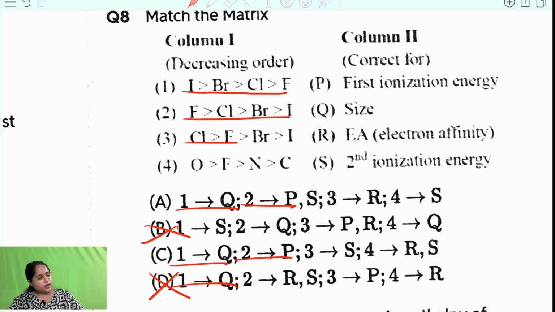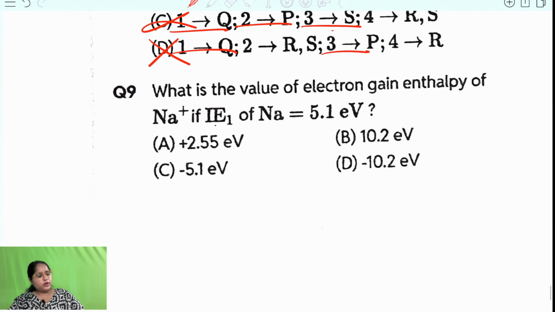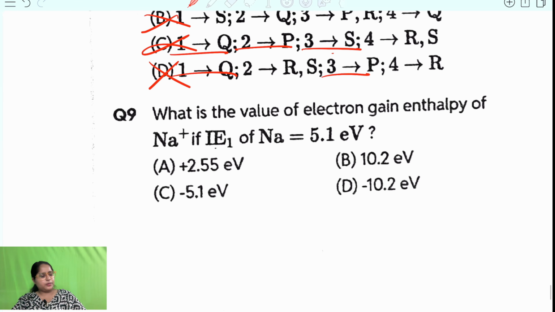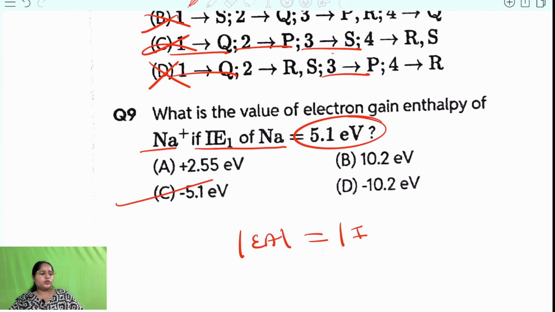So 3R, option A is the right option. Now let us see what is the value of electron gain enthalpy of Na+ if ionization energy is 5.1. So electron affinity will be minus 5.1. You remember, electron affinity magnitude is equal to the magnitude of ionization energy, but the sign will be opposite. So plus 5.1, so minus 5.1.